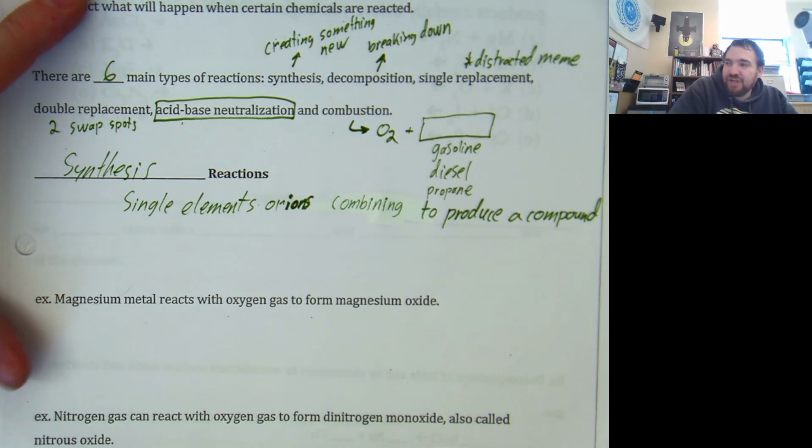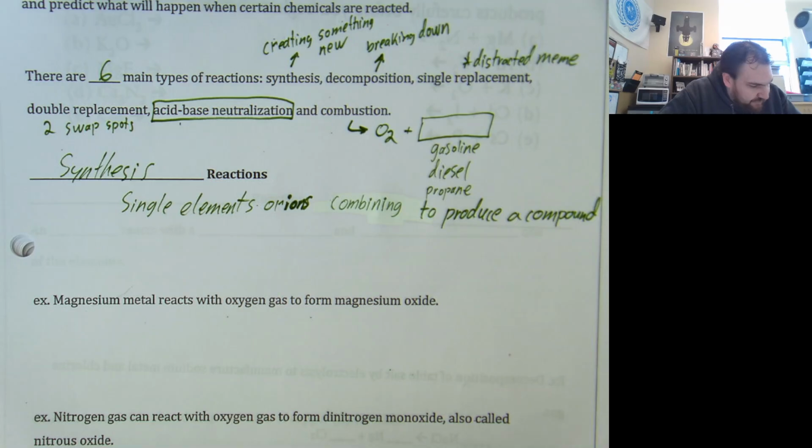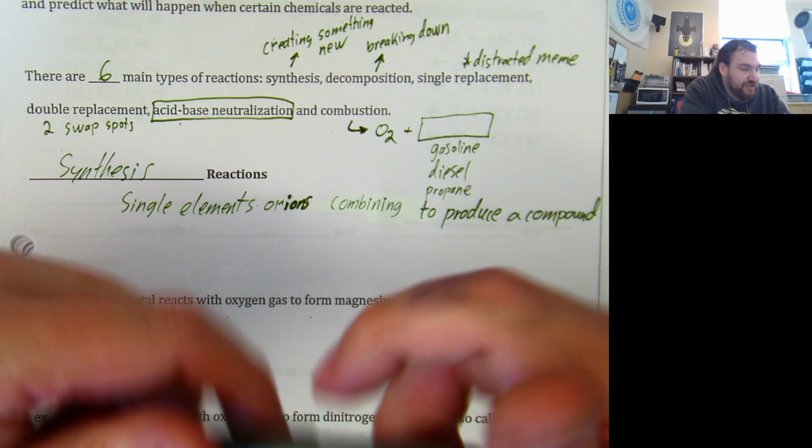That is our definition here for a synthesis reaction. For each one of these, I'm going to give you a definition, and I'm going to give you a general form of what these things look like. The general form is going to look something like this.